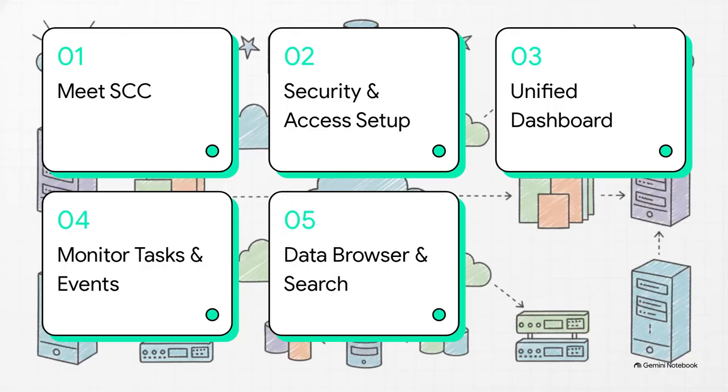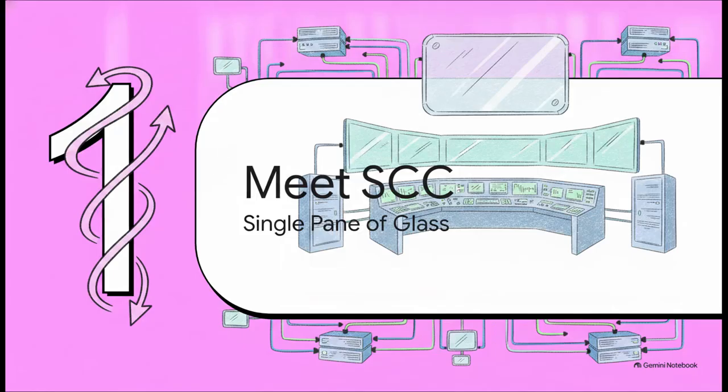Here's a quick roadmap of our journey today. 1. Meet SuperCloud Composer. 2. Security and access setup. 3. Navigating the unified dashboard. 4. Monitoring tasks and events. And finally, 5. Data browser and search. Let's start with Section 1, Meet SuperCloud Composer, your single pane of glass.